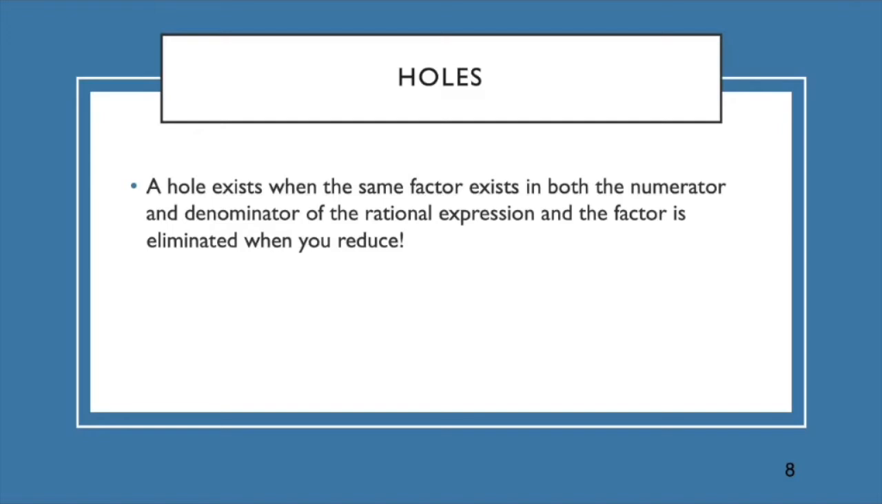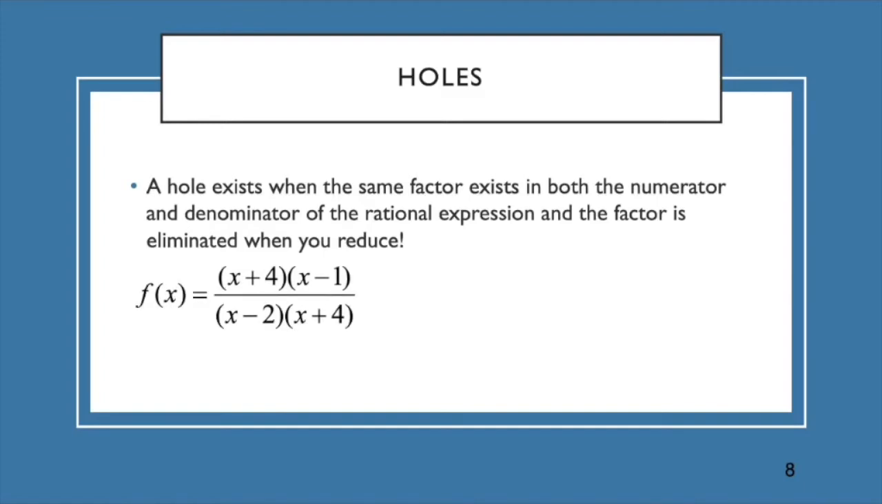Now we've got to figure out what holes are. A hole exists when the same factor exists in both the numerator and the denominator of a rational expression, and the factor is eliminated when you reduce. I would suggest that you do not write that whole thing. Let's actually show you what it is, okay? So don't write this down yet.